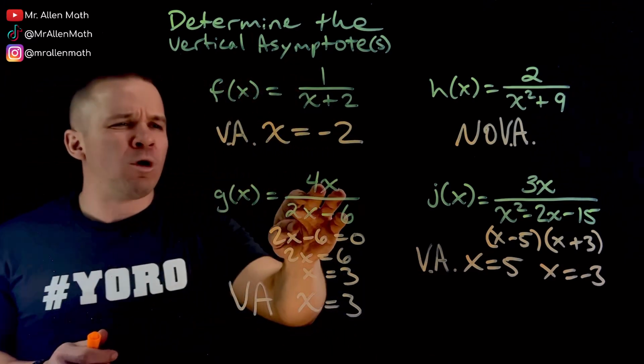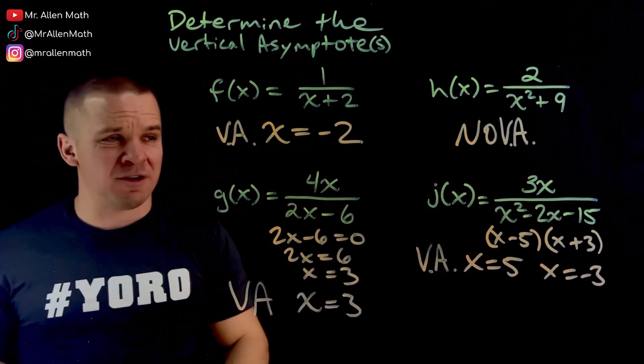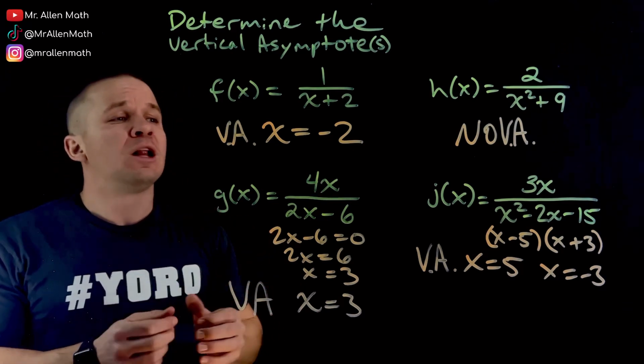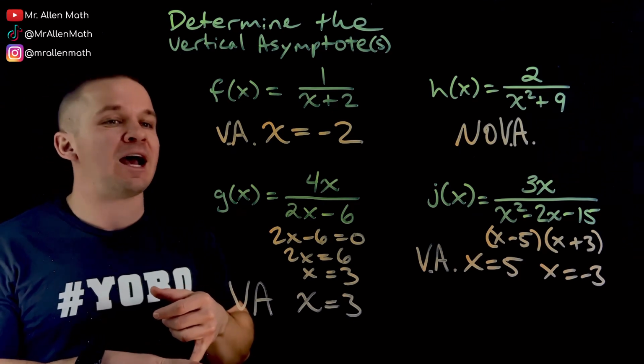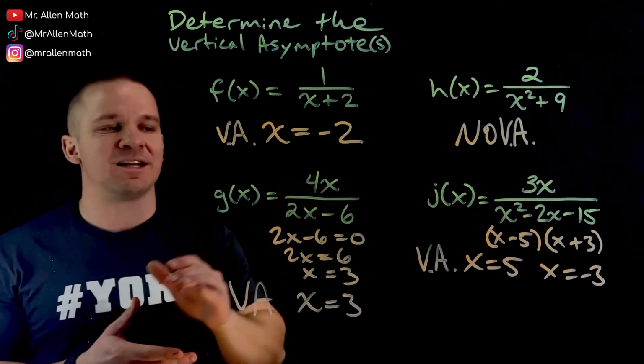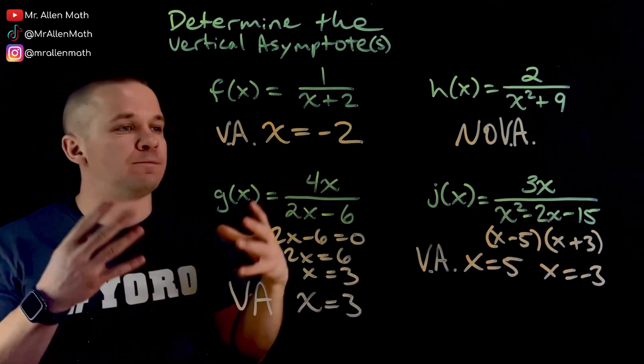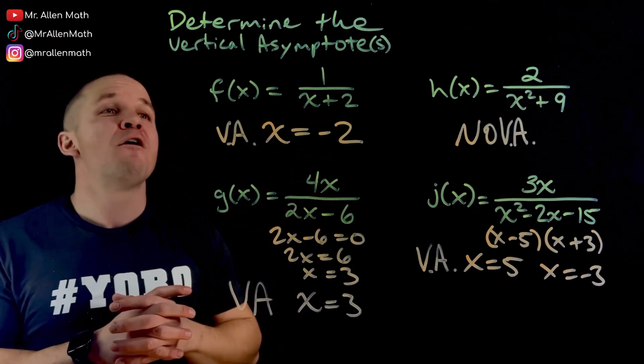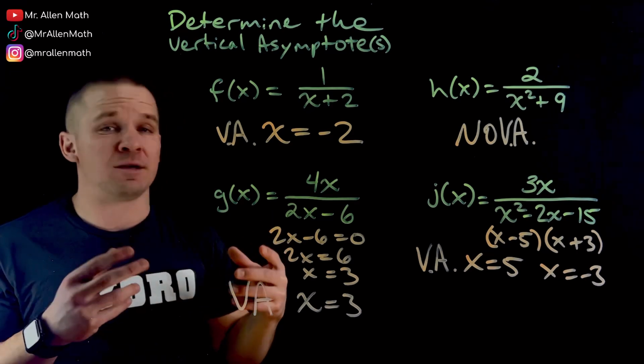What about those x's in the numerators in g of x and j of x? Well, that'll actually come into play with other things, like your zeros, where it crosses the x-axis. That's going to tell us some of that stuff. Just this one here, though, is asking for vertical asymptotes.